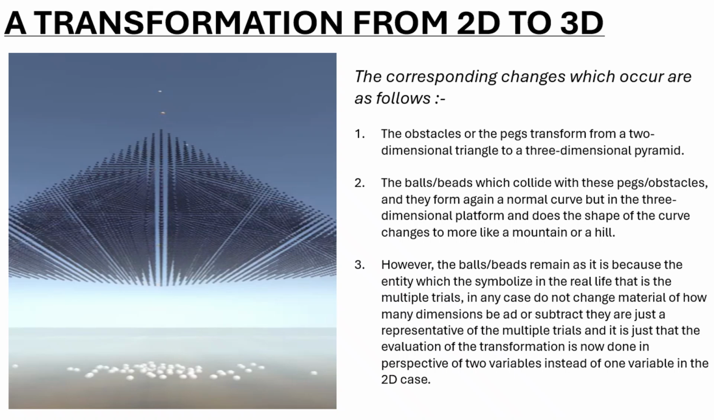So the obstacles or the pegs, if we go via the same route of Galton's board, in the case of 3 dimensions will transform from being a triangle on the Galton's board to being a pyramid on this 3D platform. And the balls in the Galton's board, after colliding with the obstacles, used to go only in two directions, either to the left or to the right. But here in this 3D platform, after a bead collides with the obstacle, it will have an infinite number of directions to go to on this three-dimensional plane.